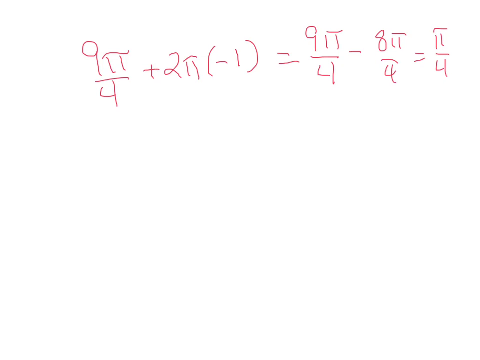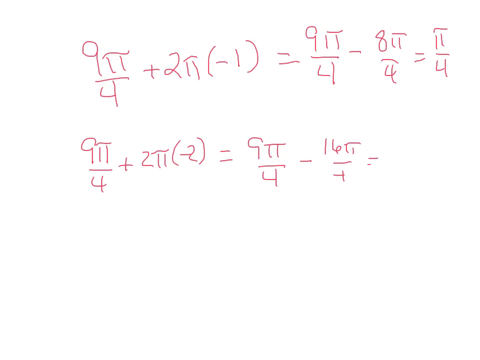Okay, we could multiply by something greater than negative 1, and I think that's what I heard somebody say over here. So 9 pi over 4 plus 2 pi times negative 2, which would be negative 4 pi. So 9 pi over 4 minus, what's 4 pi? How can I convert that over 4? 16 pi over 4. And that's going to be what? Negative 7 pi over 4.